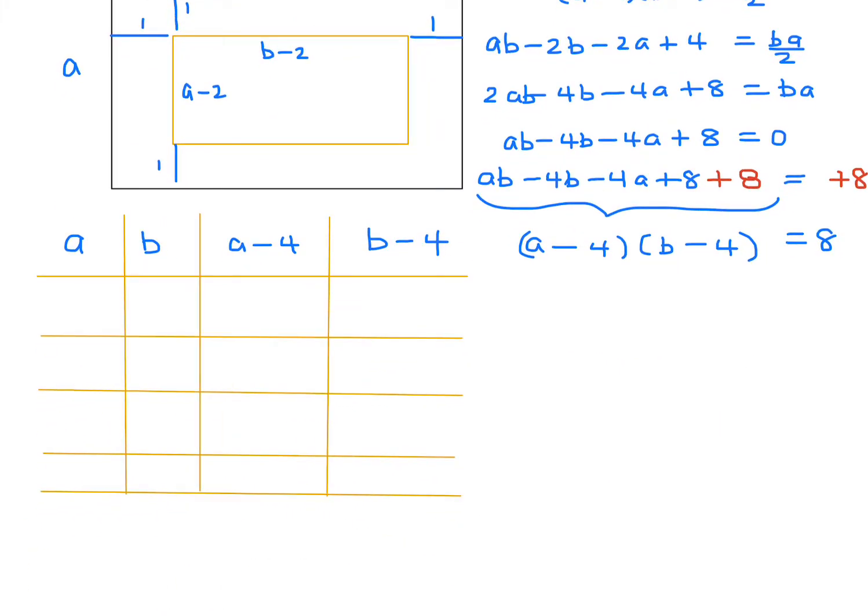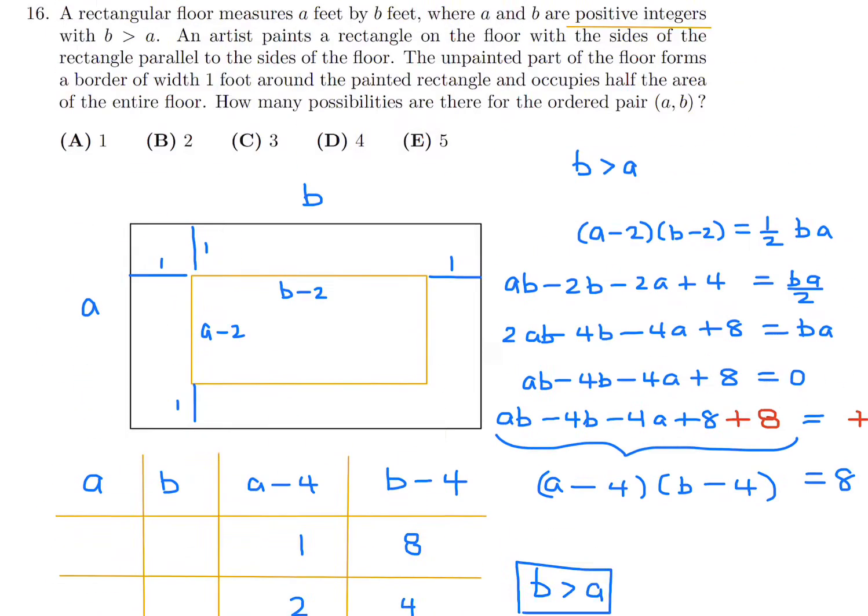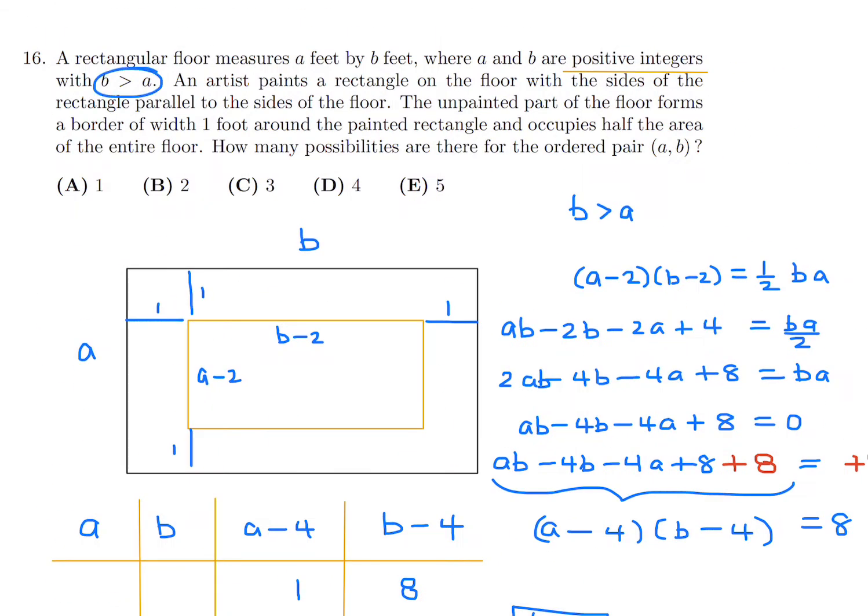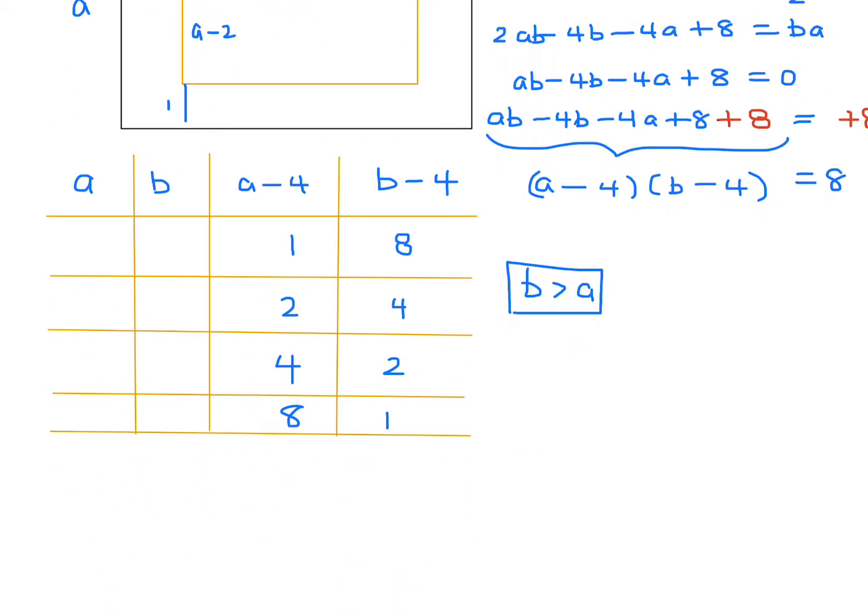All right, so here we go. Let's proceed. A minus 4 times B minus 4. What are the possibilities? Well, 1 and 8, that would do it. 2 and 4. But what about 4 and 2 and 8 and 1? No. Why? Because please keep in mind that B is greater than A. That is a very important condition that they tell you in the question right there. Otherwise, you'll get double the number of answers. So these two cannot be used.